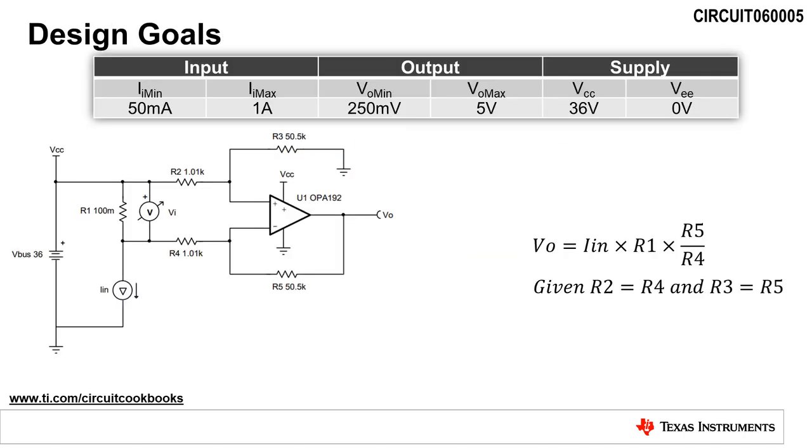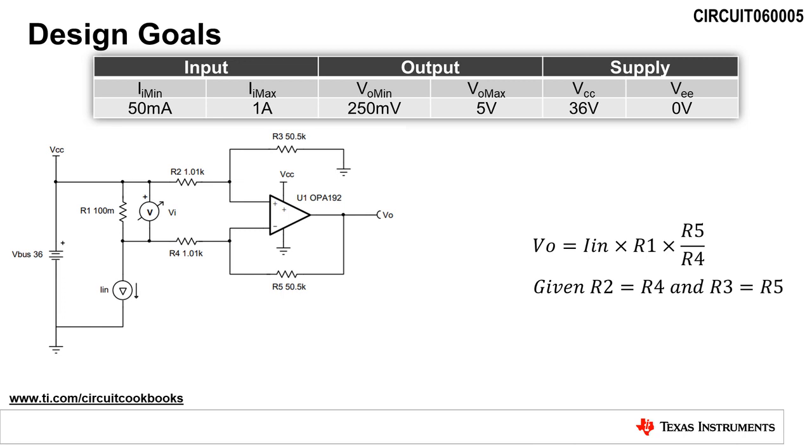load. The transfer function of this circuit is composed of two parts, the current to voltage conversion and the voltage amplification. The first term, I sub n times R1, is the current to voltage conversion. In a difference amplifier circuit, if R2 equals R4 and R3 equals R5, the voltage amplification simplifies to R5 divided by R4 to give us our second term.